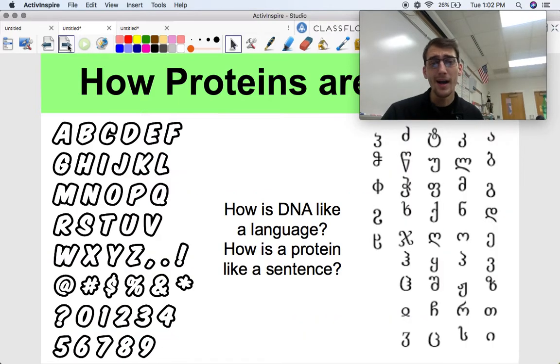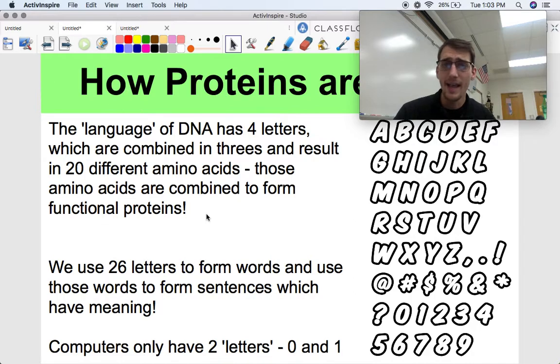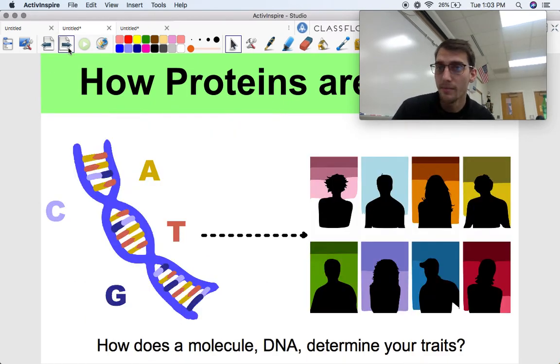Okay, so how is DNA like a language, and how is protein like a sentence? Well, think about it. DNA has a language of 4 different letters. We have a language of 26. That DNA, those 4 letters, gets converted into 20 different amino acids. We use 26 letters to form words, and those words form sentences which have meaning, right? Proteins do a specific job. A protein needs instructions, needs language, in order to get to that meaning, in order to get to that job, right? So that's kind of how DNA is a language and a protein is a sentence.